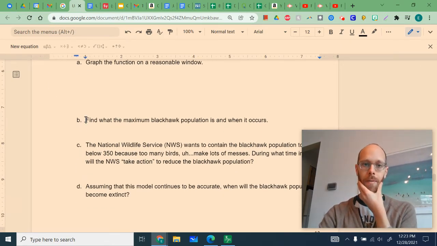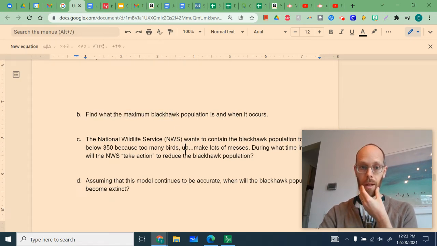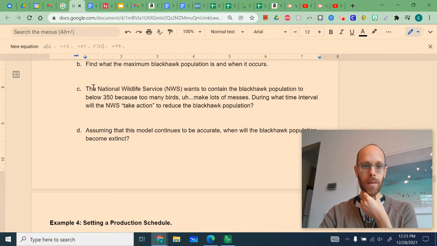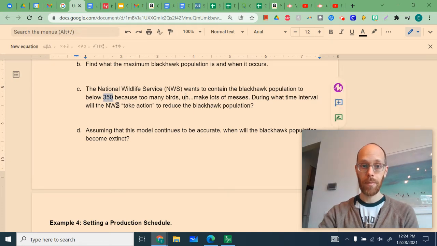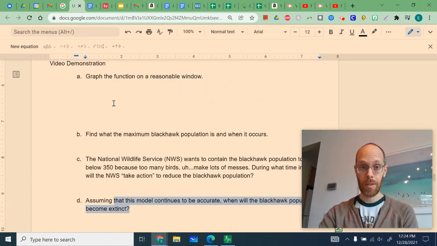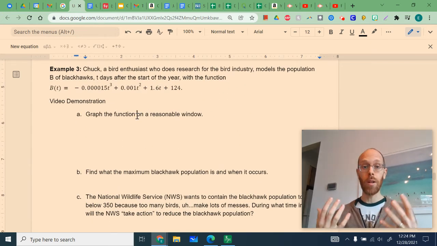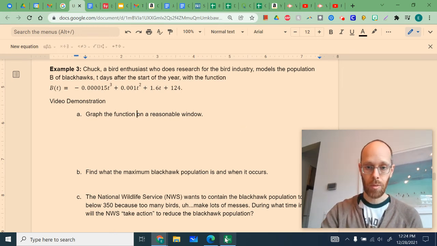Okay, so a few things that we're going to do here. One thing is we're going to try to find the maximum Blackhawk population. Second thing is we are going to try to find a range when the Blackhawk population is above 350. And then finally, we're going to find when the population goes extinct. So in order to do all of those things, we need to get a graph on our calculator. So without further ado, let's do this.